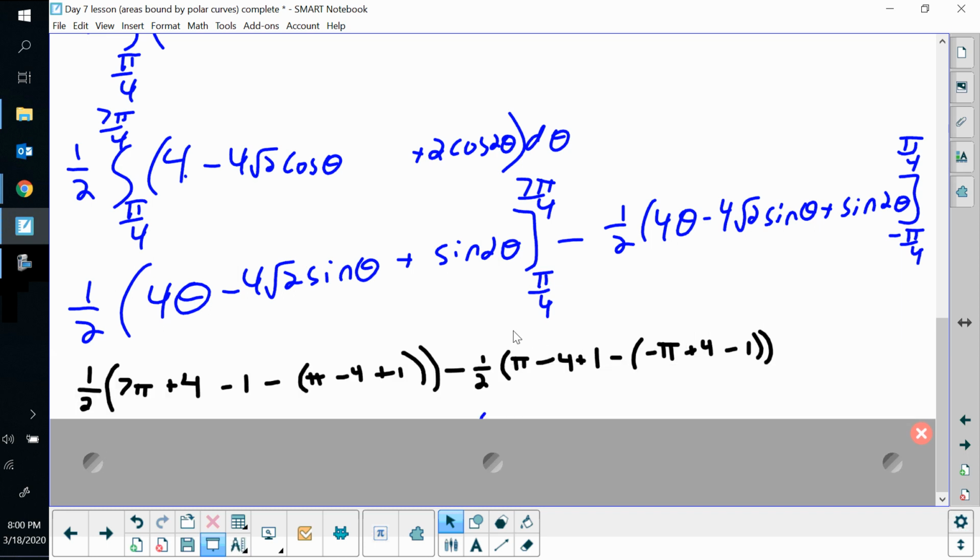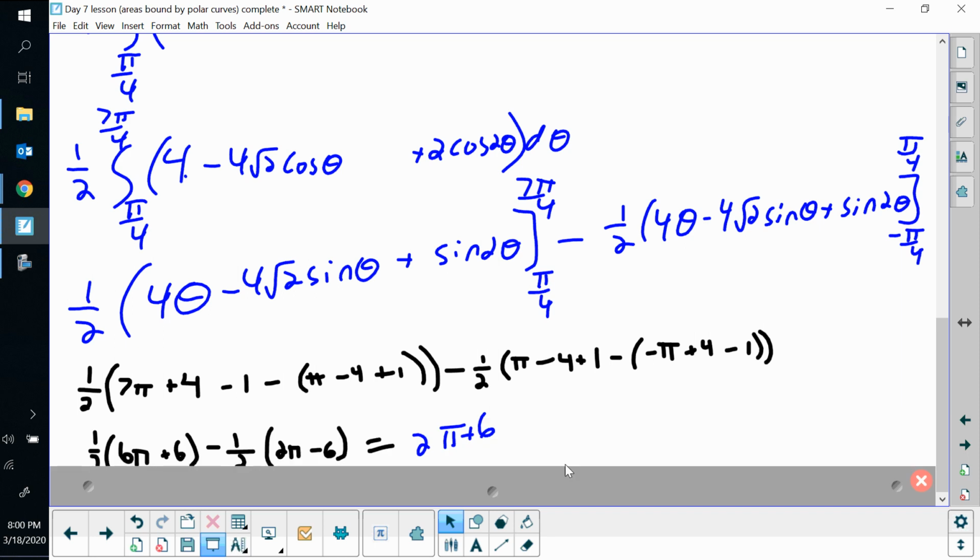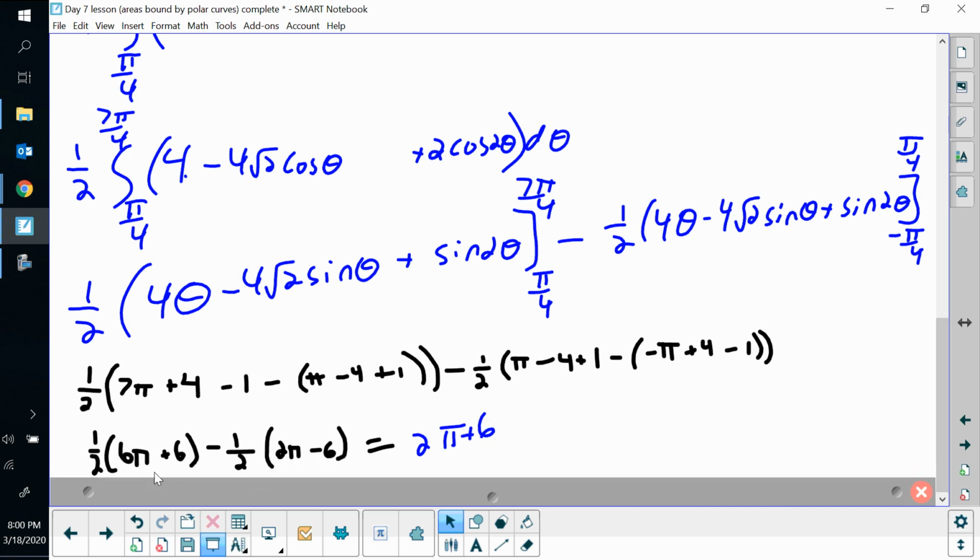All right, so when we subbed in, we should have got 7 pi over 4, negative 1, minus parenthesis, pi over 4, 1. Okay, pi over 4, 1, minus parenthesis, negative pi over 4 and negative 1. And when we distribute our negatives, we get 6 pi plus 6, 2 pi minus 6. Distribute your negative 1/2 and combine them and you get 2 pi plus 6.